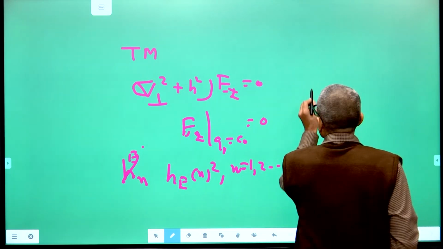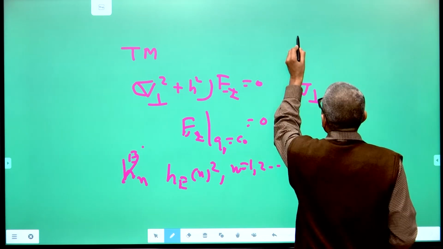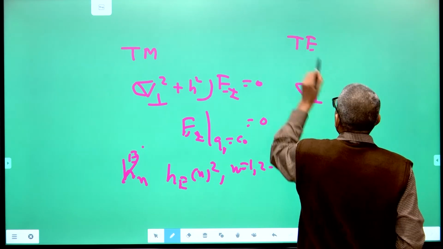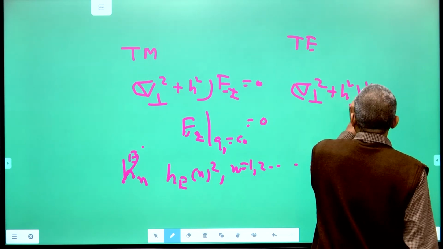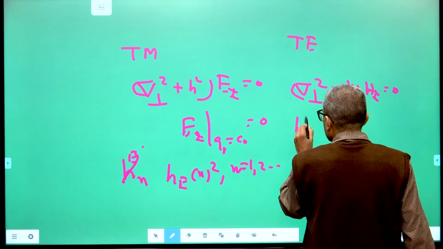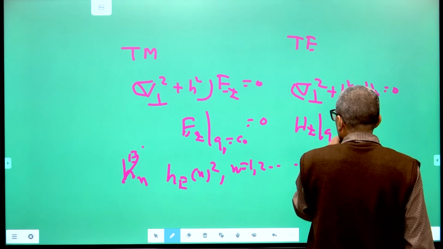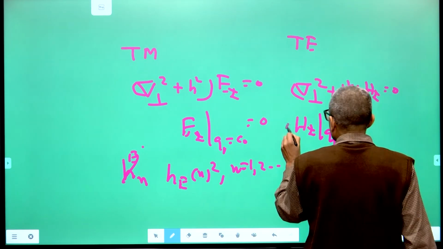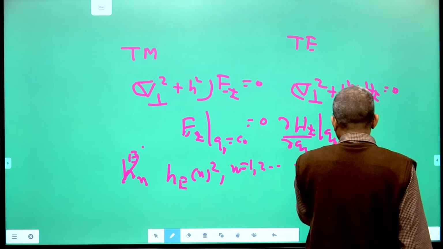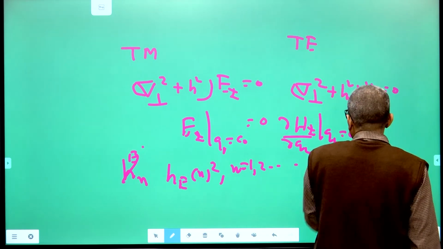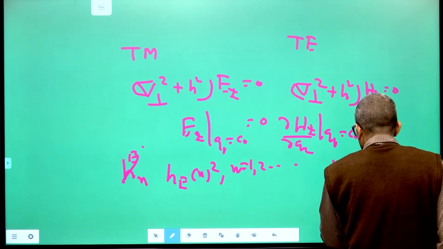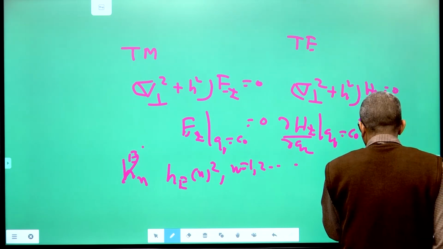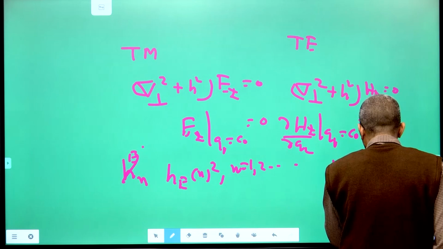Similarly for the Neumann condition, if you have a TE mode, then everything is derived from Hz. So you will have this (∇⊥² + h²) acting on Hz is 0, and ∂Hz/∂q2 at q1 equal to c0 is 0. So you get a Neumann boundary value problem, and let us say its eigenvalues are hhn square, h for the magnetic field, n equals 1, 2 and so on.